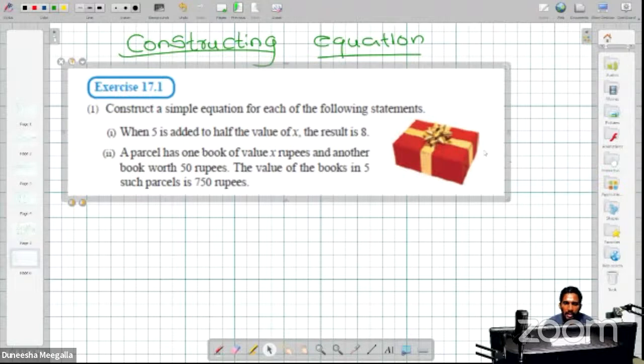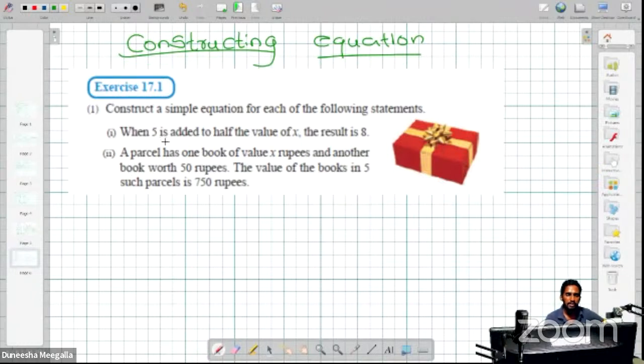When 5 is added to half the value of x, the result is 8. Okay, read carefully. When 5 is added to half the value of x. What is 5 added to? Who can tell me the equation? Read again and again.